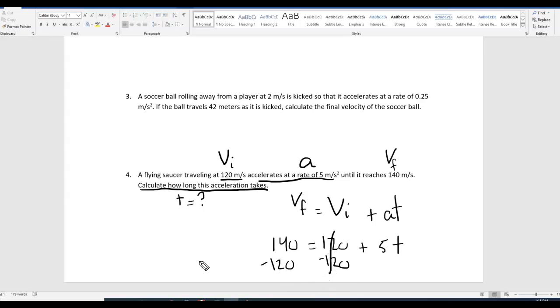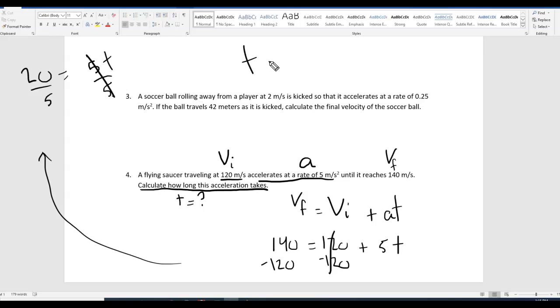So I'm going to simplify. I'm going to write it up here. 140 minus 120 is 20. This canceled right here, and that leaves behind on the right side 5t. What's being done to t now? It's just being multiplied by 5, and so I need to do the opposite of multiply, which is divide. So I'm going to divide both sides by 5 to get t by itself. And so t is going to equal 20 divided by 5, which is 4 seconds.